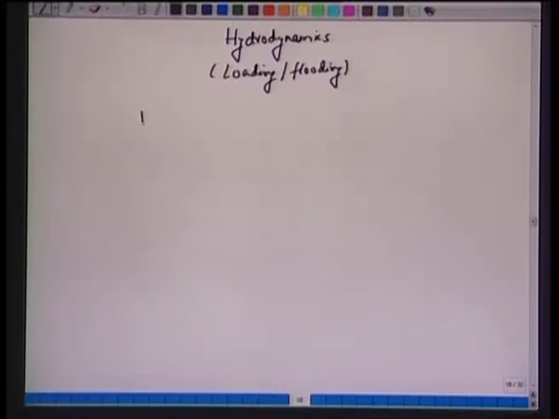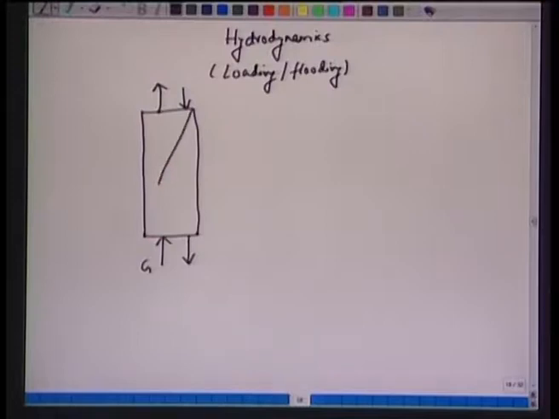So, we have a packed column, absorption. We have gas flowing through this, liquid trickles from the top, and this is a packed column. In this example it says this column is packed with 25 millimeter ceramic interlock saddle packing. So, this is the name of this packing.